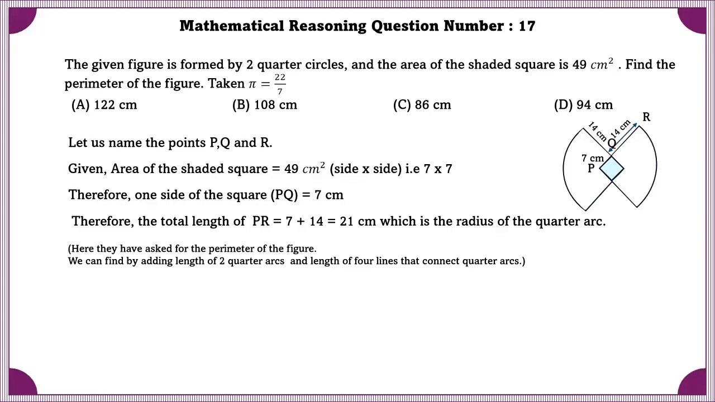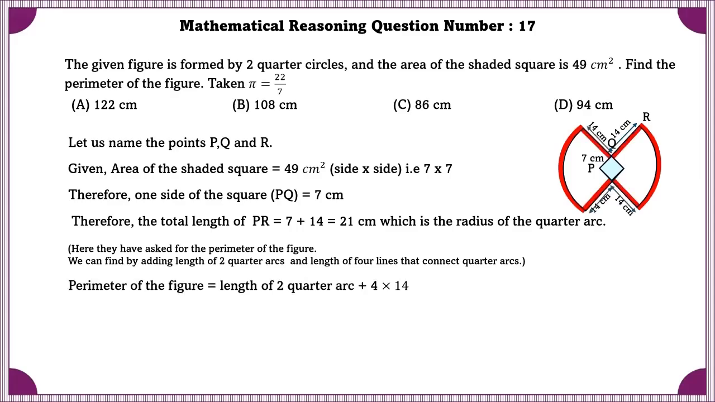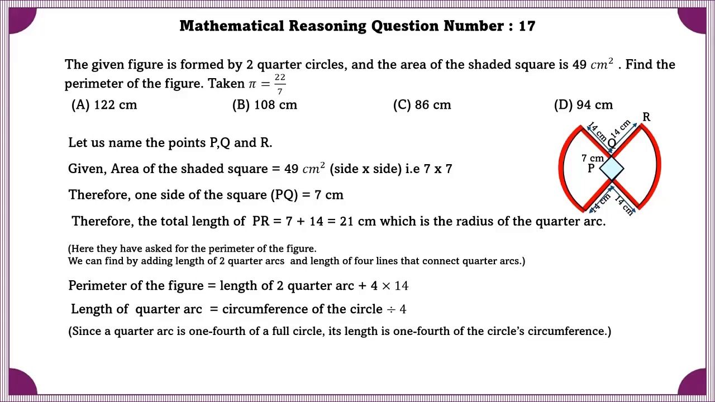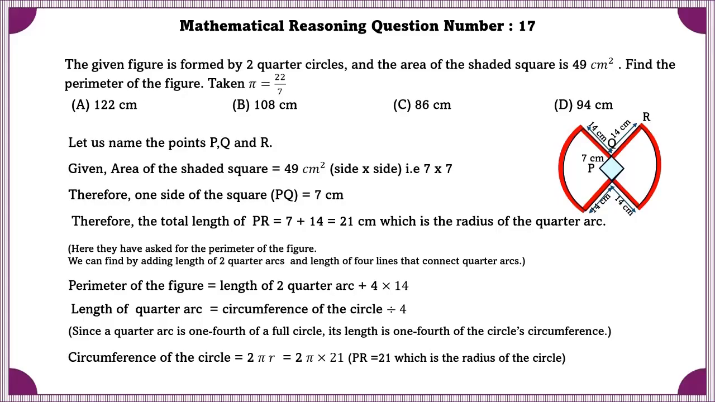Here they have asked for the perimeter of the figure. We can find this by adding the length of 2 quarter arcs and the length of 4 lines that connect the quarter arcs. Perimeter of the figure is equal to length of 2 quarter arcs plus 4 into 14. Length of 1 quarter arc is equal to circumference of the circle divided by 4. Since a quarter arc is 1/4 of a full circle, its length is 1/4 of the circle's circumference. Circumference of the circle is equal to 2 pi r, which is equal to 2 pi into 21, since PR is equal to 21, which is the radius of the circle.